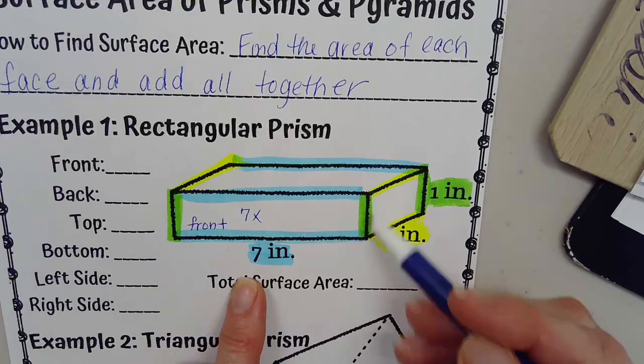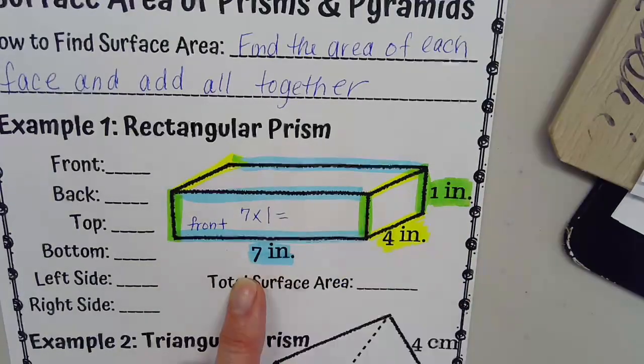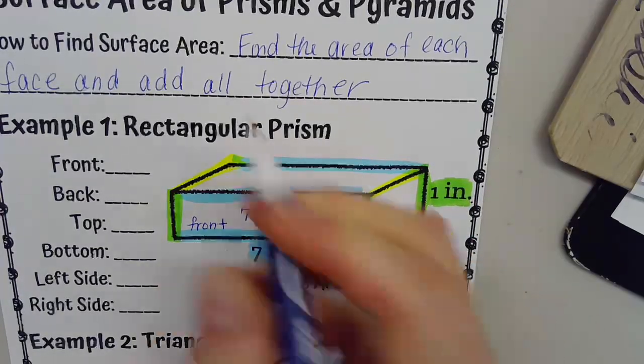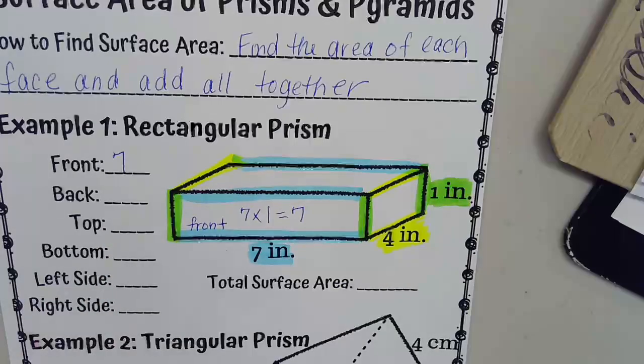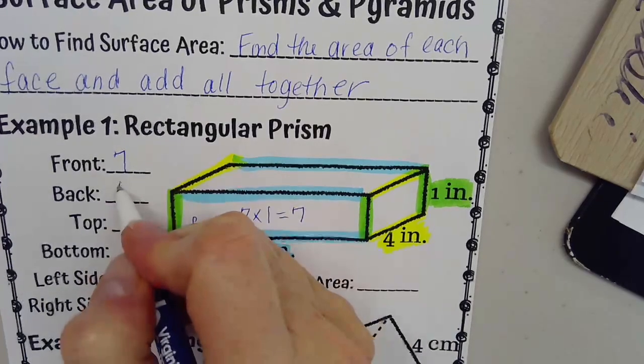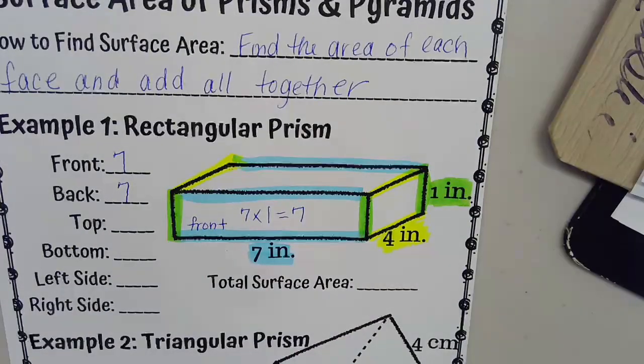I agree. This is a 1. This is a 1. So 7 times 1 equals 7. Is that the only 7 that we have? If the front is 7, then the back is 7. All right. Now let's look at the top.